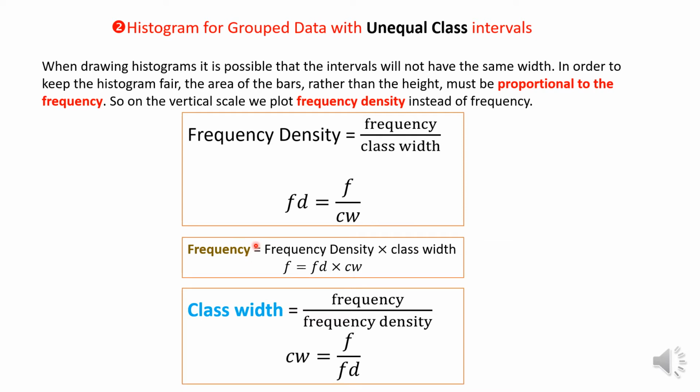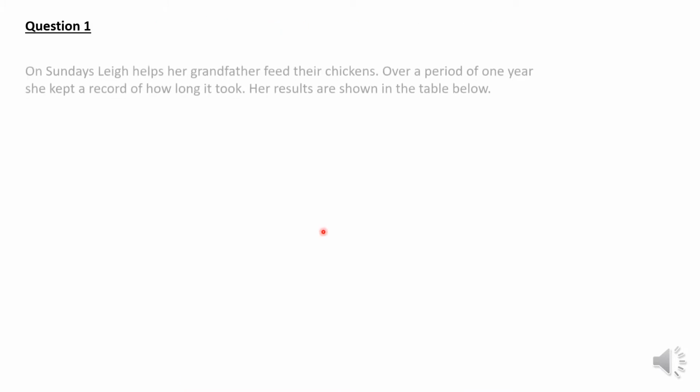This is just something that you can play around with, all right? But the most important one is finding the frequency density, which is the frequency divided by the class width. So you will have to identify the class width when we are dealing with questions like that. So I'm bringing a question here.